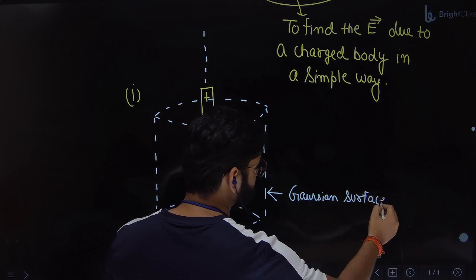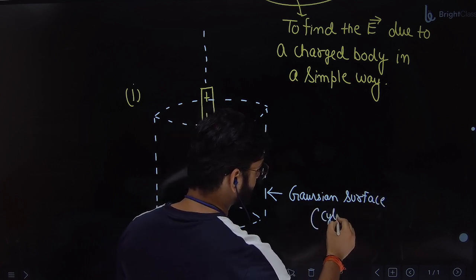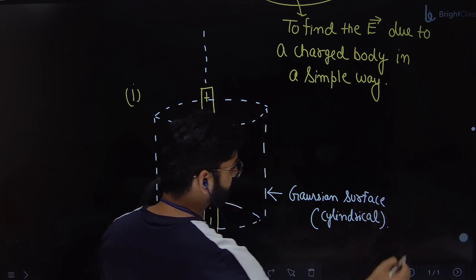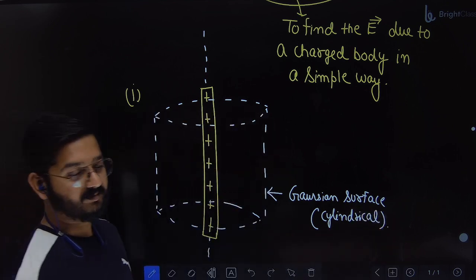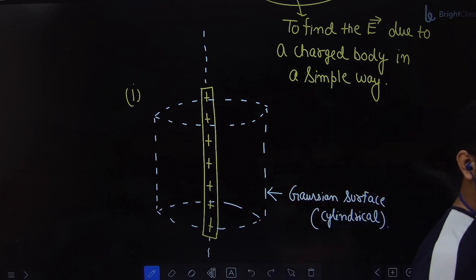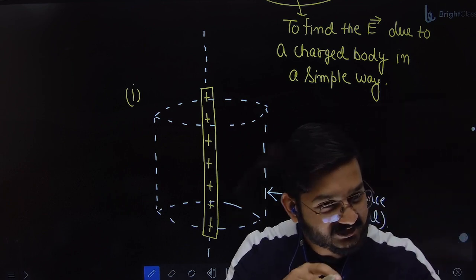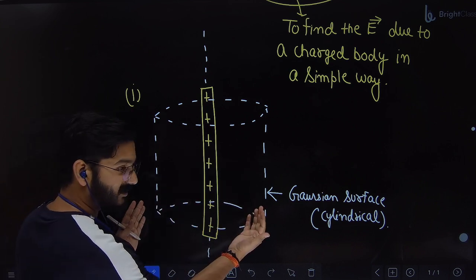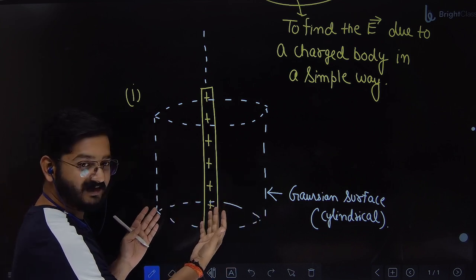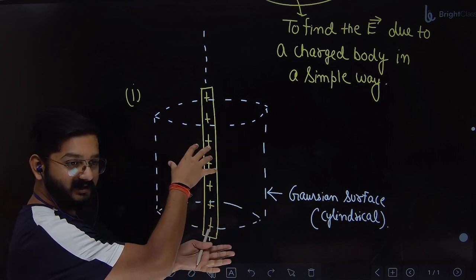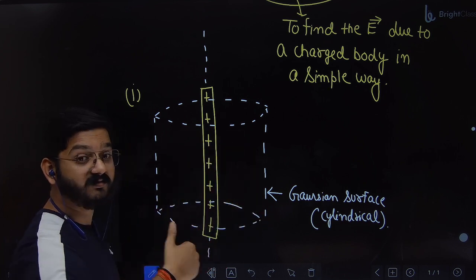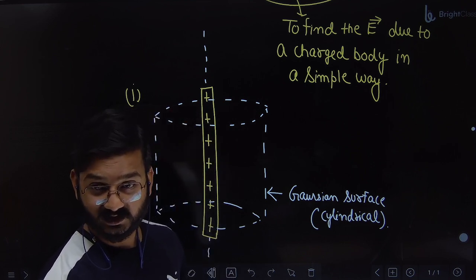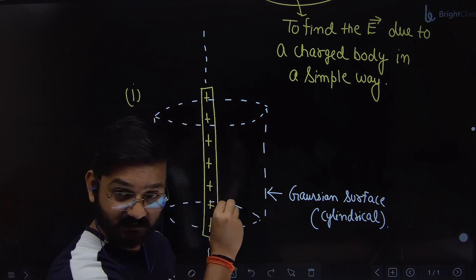The Gaussian surface which we have drawn here is cylindrical. A cylindrical Gaussian surface. I'm repeating again, students, this Gaussian surface is not something which is present physically there. It is imaginary. Don't think that it is a cylinder, because the moment we see the figure we think there is a cylinder. It is an imaginary surface which we have assumed. So a Gaussian surface is something which is imaginary and not present physically.